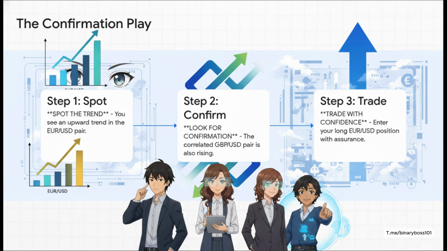Let's say you're looking at the euro/USD and you see it's trending up. You're thinking about going long. Before you do, you can glance over at its correlated buddy, the pound/USD. If that pair is also rising, what does that tell you?